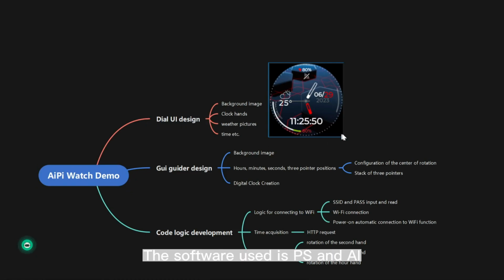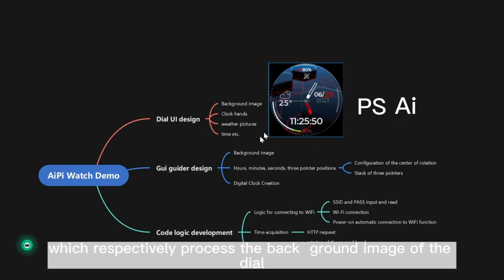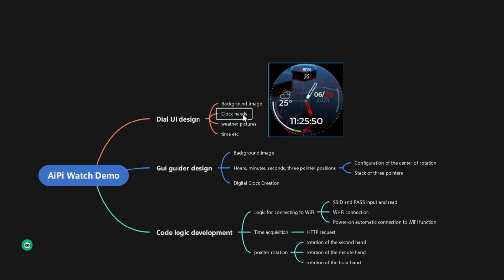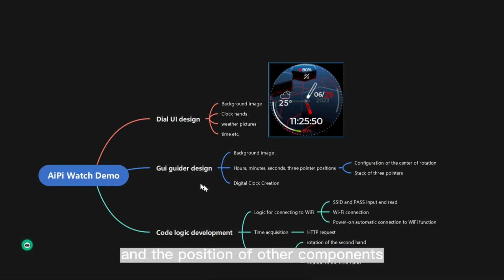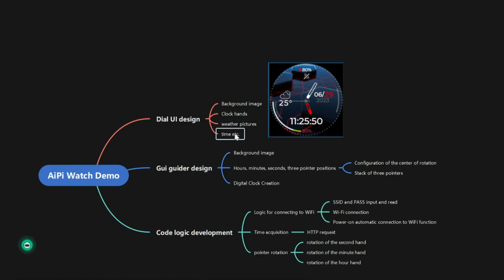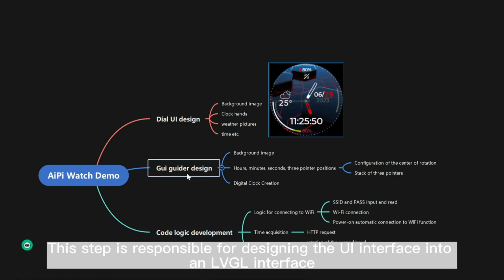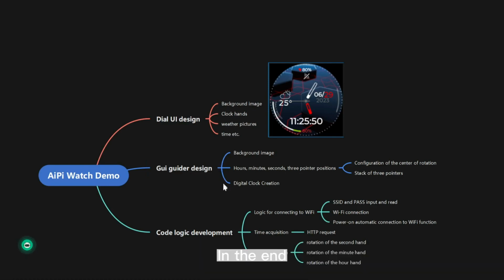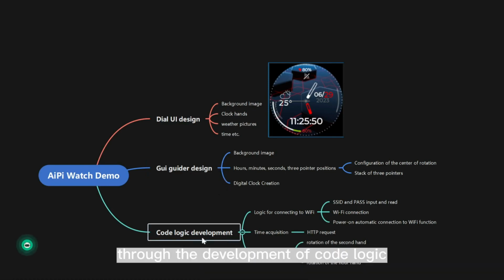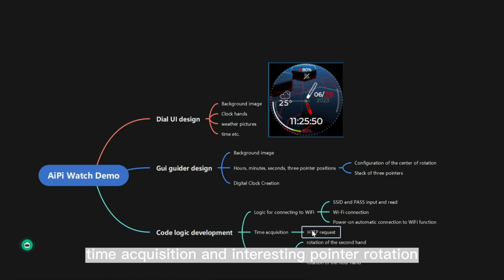The software used is PS and AI, which respectively process the background image of the dial, the pointer of the clock, and the position of other components. After having picture elements for UI design, only then can the design on GUI be carried out. This step is responsible for designing the UI interface into an LVGL interface. In the end, through the development of code logic, we achieve Wi-Fi connection, time acquisition, and interesting pointer rotation.